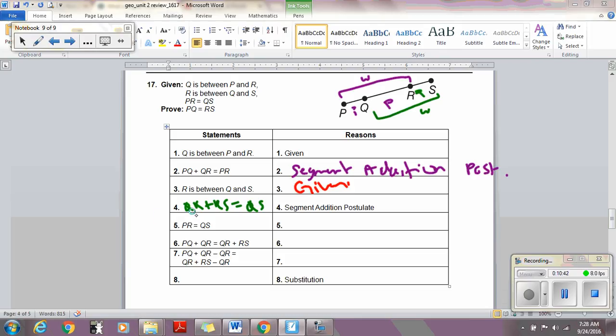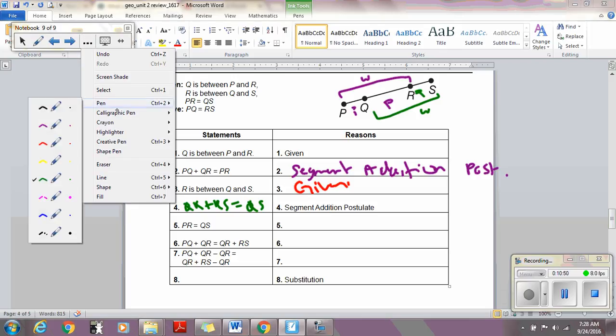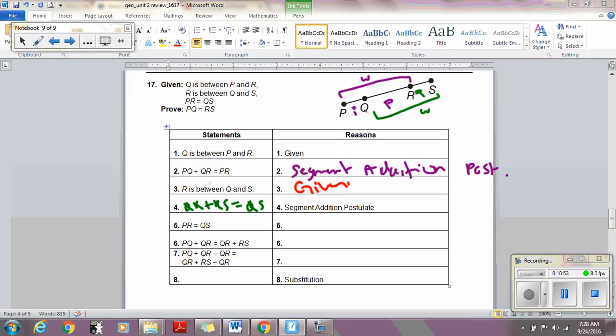And then statement 5 says the measure of PR equals the measure of QS. That was given as well above. So they were very generous in this problem. They gave us 3 pieces of information, and you should be grateful whenever they give you anything. Take it and run with it.